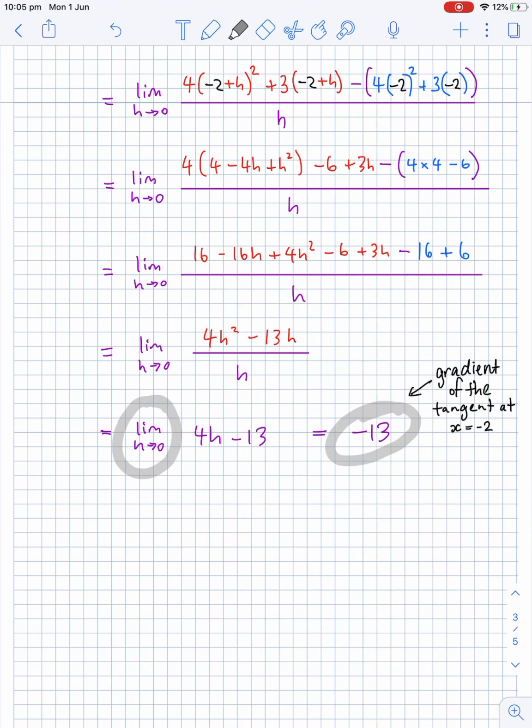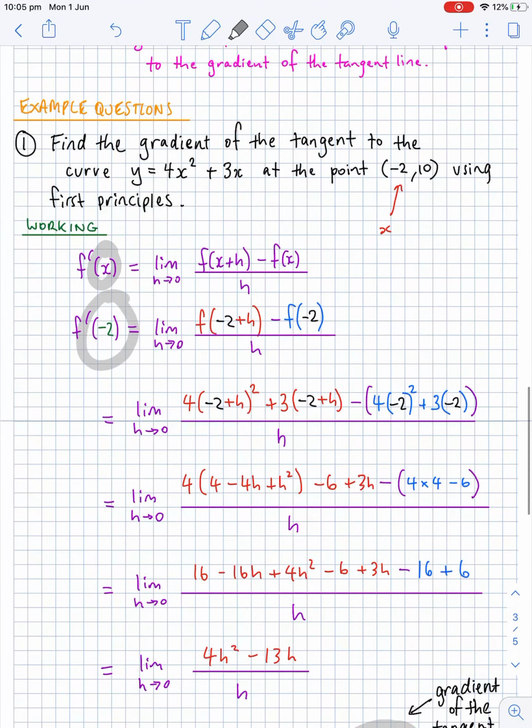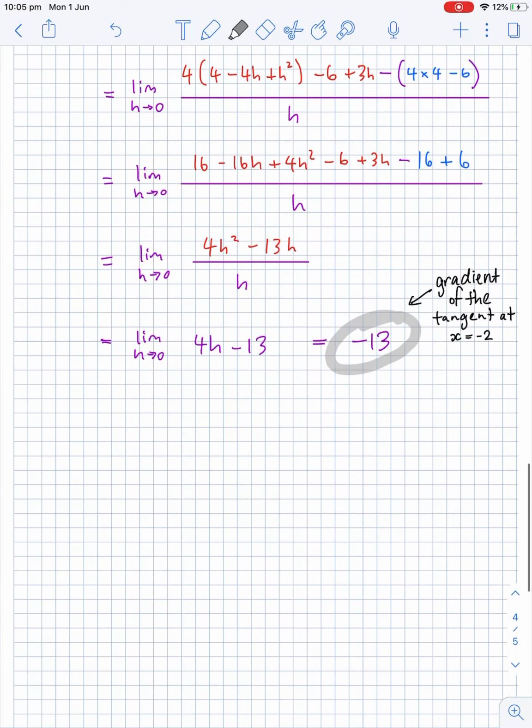The limit as h approaches 0 means 4 lots of h is 4 lots of 0. So that's going to leave us with this minus 13. That means the gradient of the tangent at this point, (-2, 10), is going to be a gradient of negative 13. It's going to be a very steep downhill line.